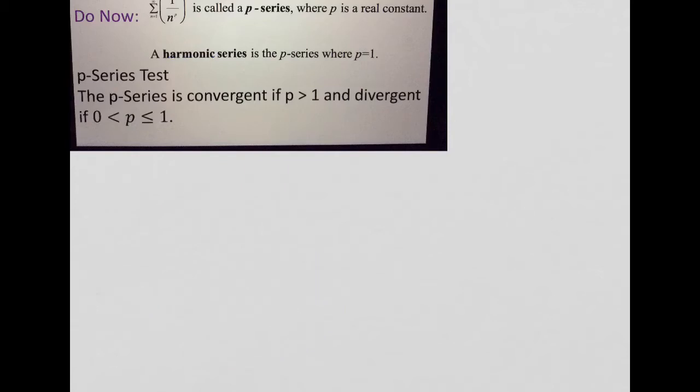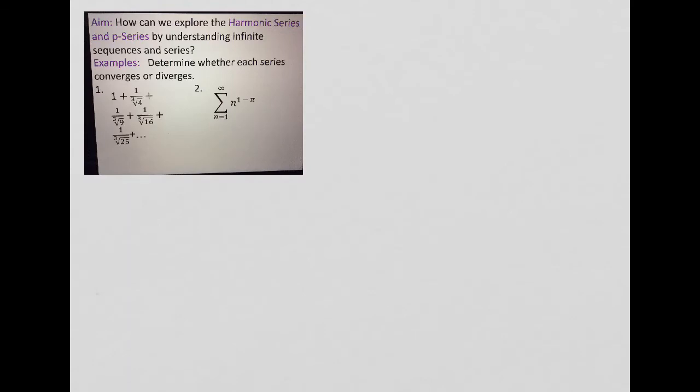Okay, so the p-series is convergent if p is greater than 1 and divergent if p is between 0 and 1 or equals 1. So that harmonic series is actually one that diverges because p equals 1. If you didn't have that copied still, then make sure you pause the video and go back. We're going to do some examples. So we have example 1 and example 2.